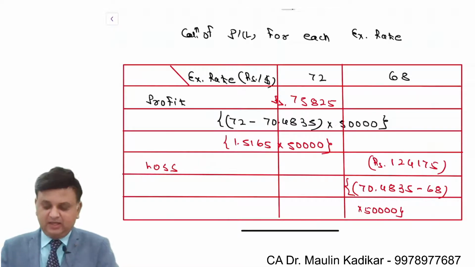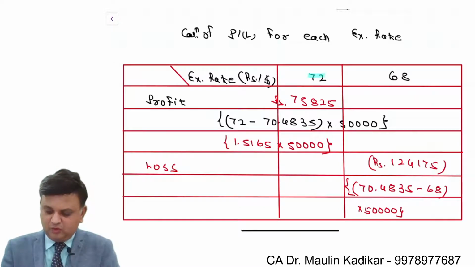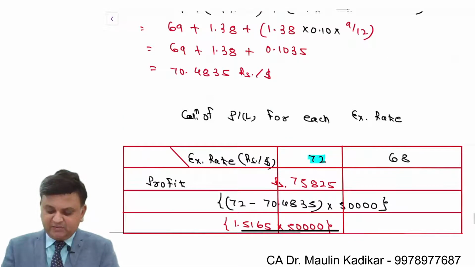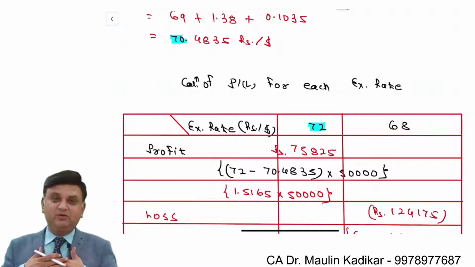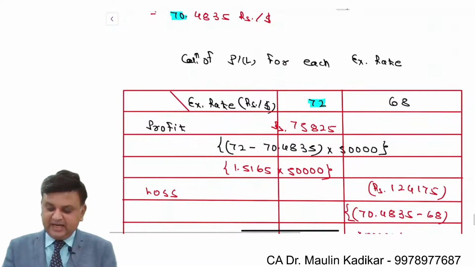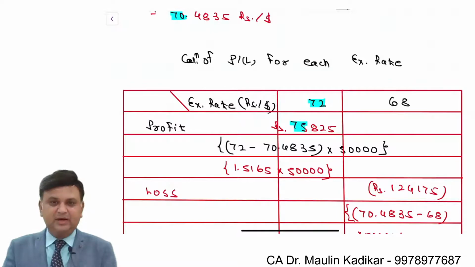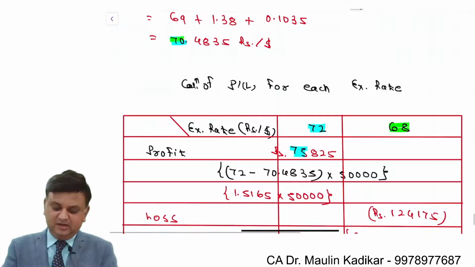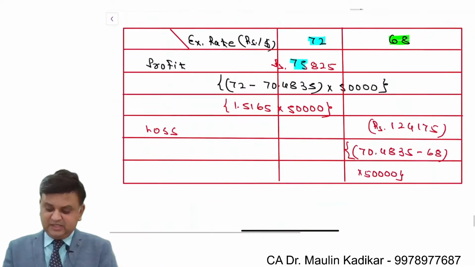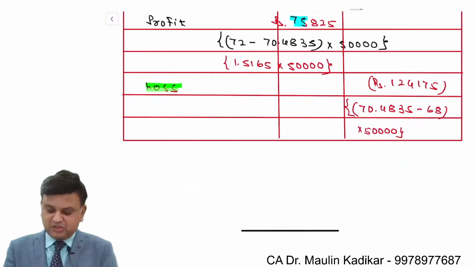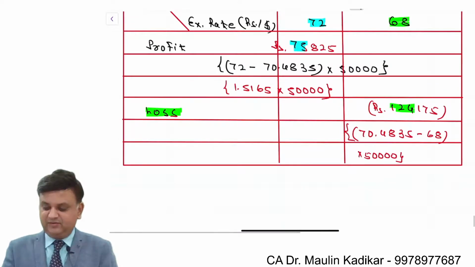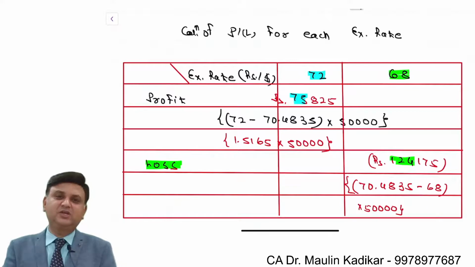So we understand that in the first case the exchange rate is 72. In forward I can purchase it at 70. I am taking the simple values. Since I am able to purchase at a lower value, I get a profit of 75,000 approximately. If the spot exchange rate is 68, I have to purchase at 70, at a higher rate. Since I have to purchase at a higher rate, I have a loss, and this is the amount of the loss that I have.